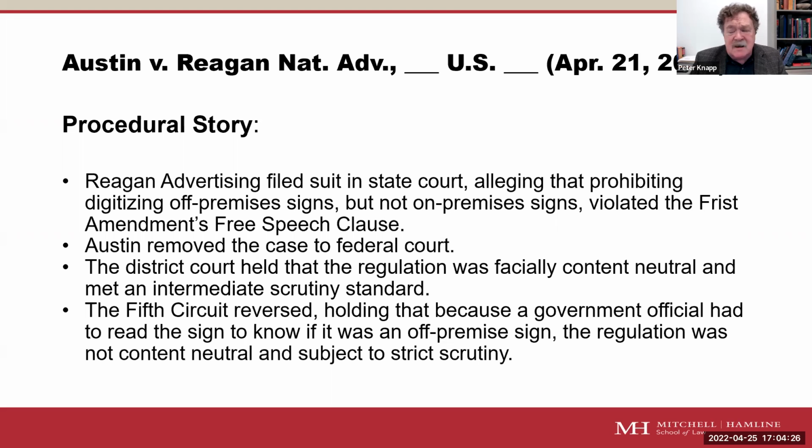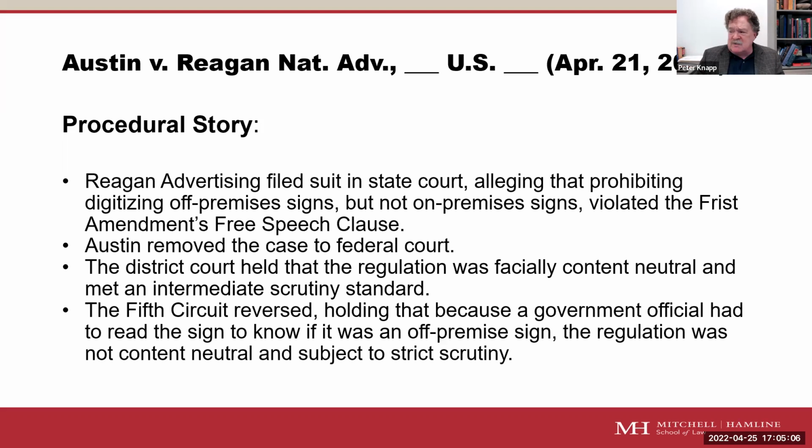They removed the case to federal court, and the United States District Court held that the regulation was facially content neutral. If we're just looking at the regulation, qua regulation, as opposed to the application of the regulation, it's content neutral. We're going to use an intermediate scrutiny standard to take a look at it. And they held that the regulation met that intermediate scrutiny standard. The Fifth Circuit reversed. Austin had won below. Reagan appealed.